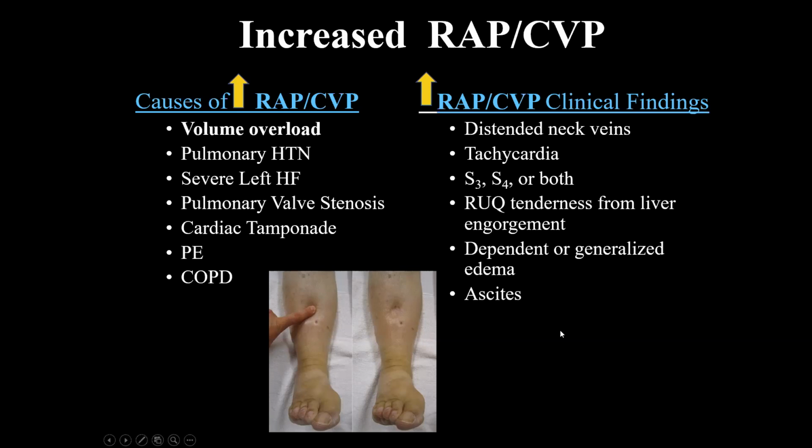Anasarca. Anasarca means generalized edema. Or ascites. They may have pleural effusions in their chest x-rays. Okay, so looking at those x-rays, looking at every diagnostic test that this patient has is going to help you understand what's going on with the patient.